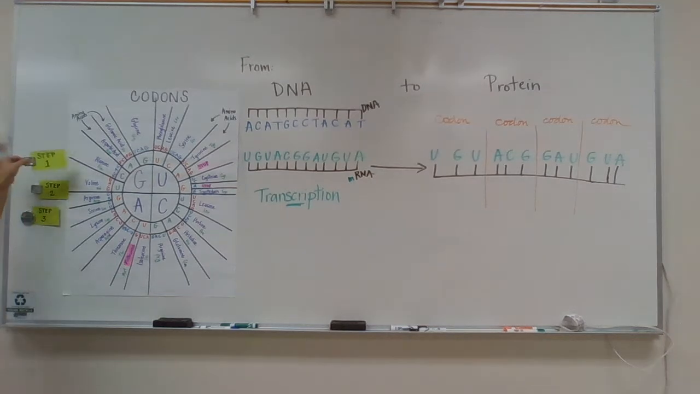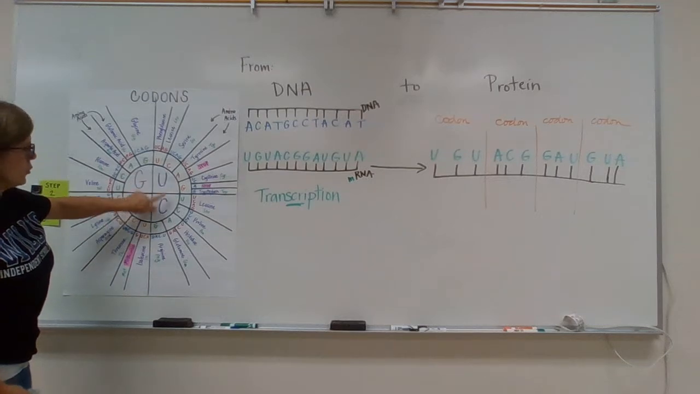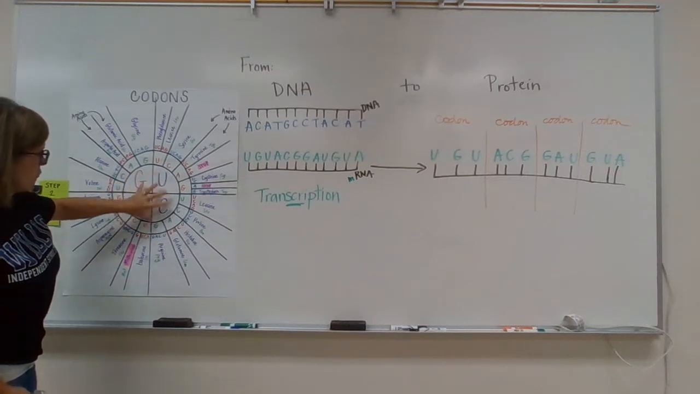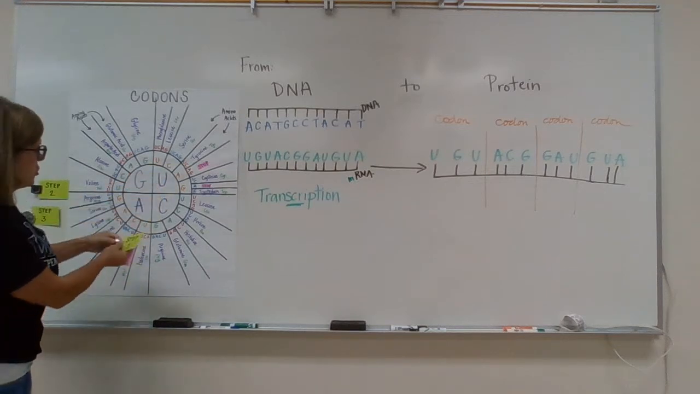Your first step is to go to the center of this chart and find the first letter. U, C, A, and G. These are the 4 letters we work with. Our first letter is U.